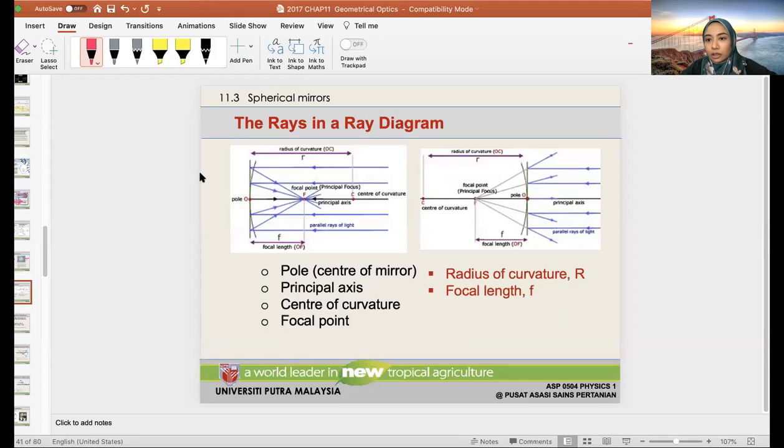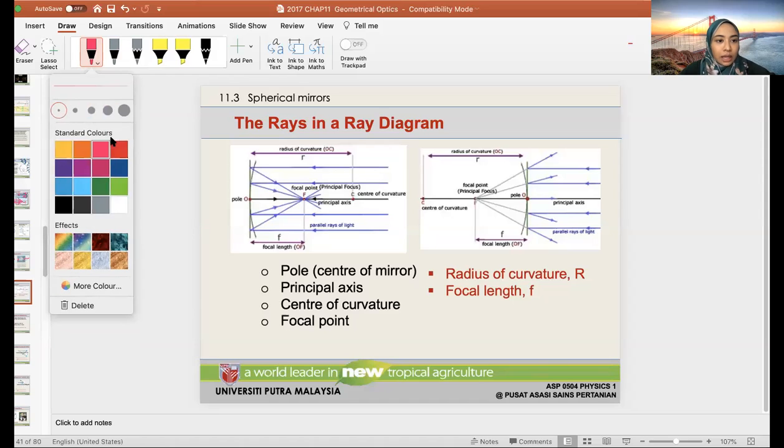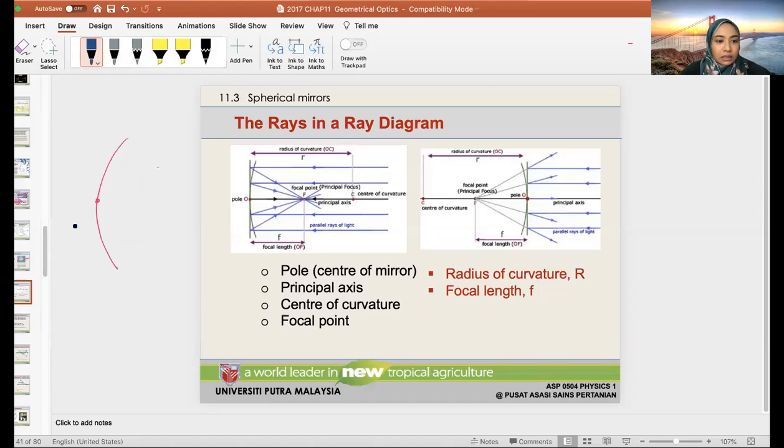Okay, now we are going to learn how to draw the rays for a mirror. But first we have to draw the structure. So we start with the pole. The pole is the center of the mirror. If you have a mirror, this will be your pole, the center of the mirror. And then you will have a principal axis which goes through this pole.